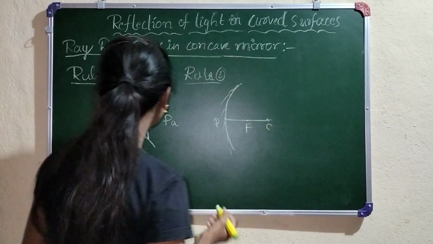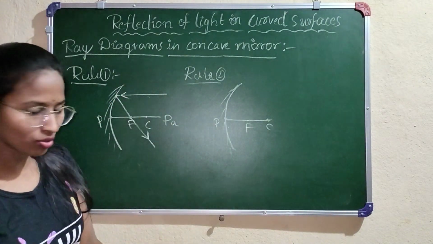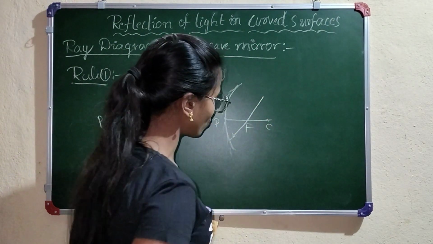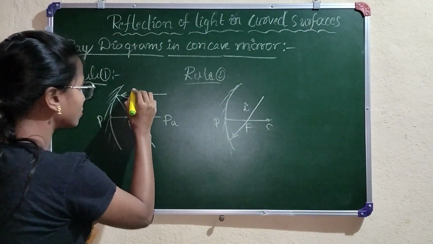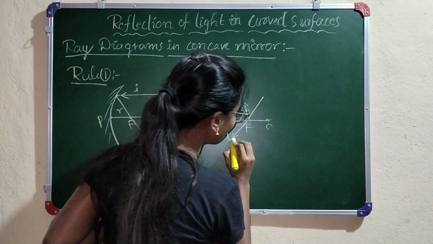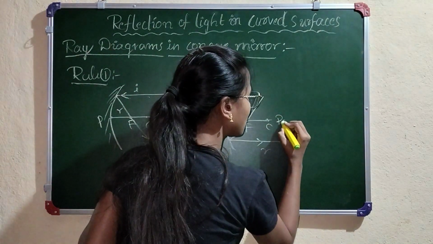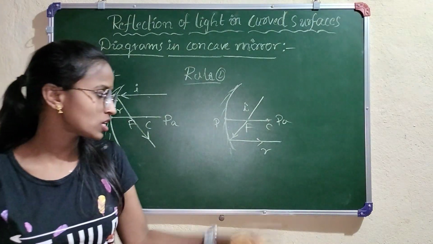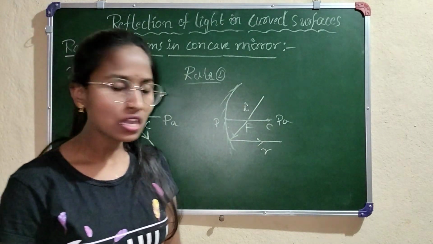Now, in the previous case, what happened? The parallel light ray, after reflection, passes through the focus. So now here the incident ray passes through the focus. Here also, this is I, this is R. The incident ray passes through the focus, and after reflection it will pass parallel to the principal axis. It is the same, but opposite. If it is parallel to the principal axis, after reflection it passes through the focus. If it passes through the focus, after reflection it passes parallel to the principal axis.